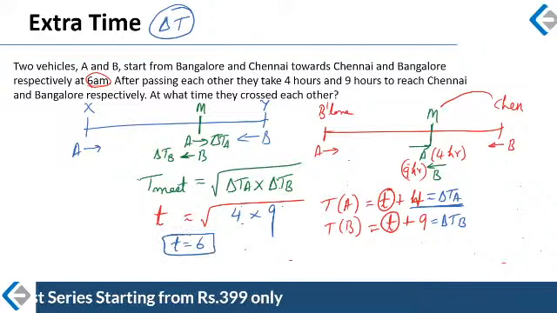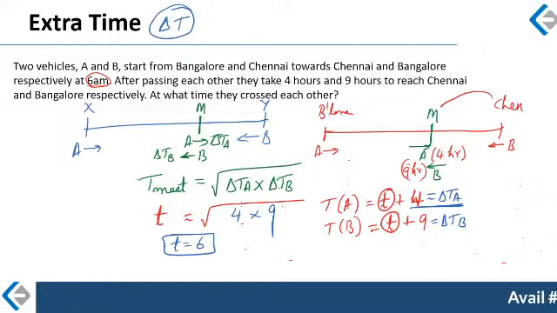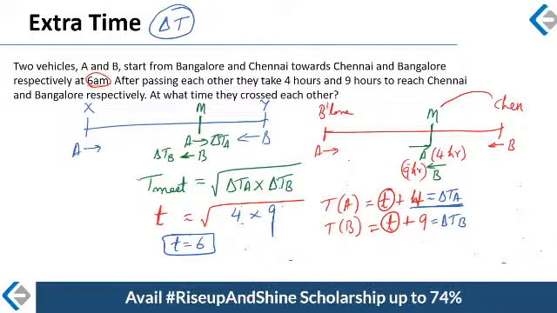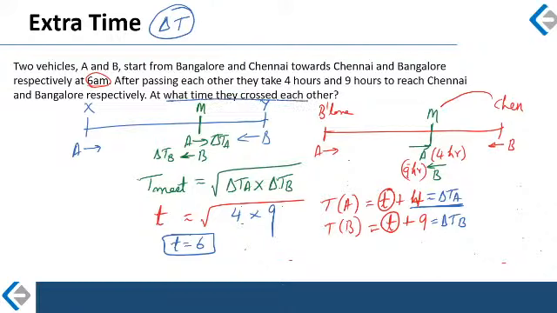6 hours they traveled together. They met after 6 hours, then crossed each other and went to their destinations. They took those extra times to reach the destination. But the question here is what? At what time did they cross each other? Simple.